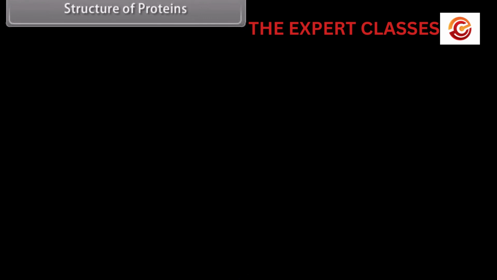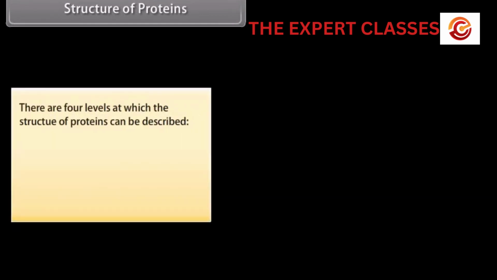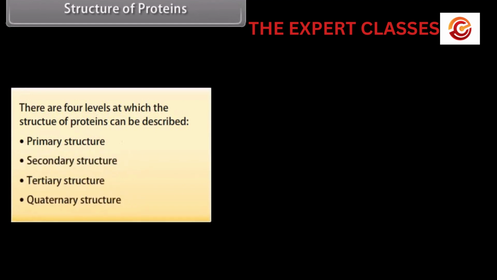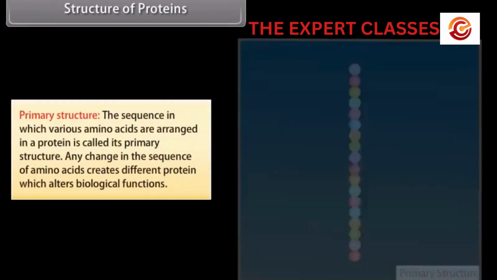Structures of proteins. The structures of proteins are quite complex. There are 4 levels at which the structure of proteins can be described: primary, secondary, tertiary, and quaternary structures. Primary structure.